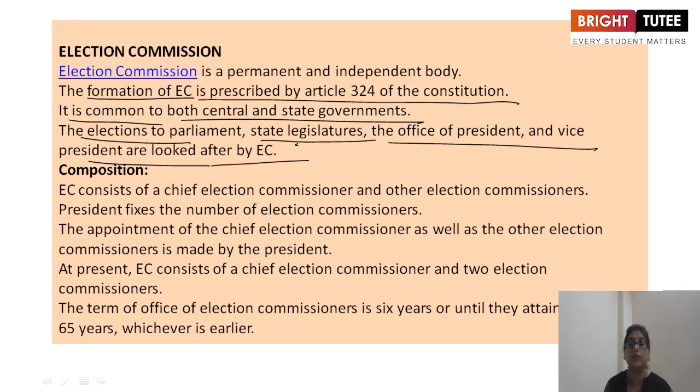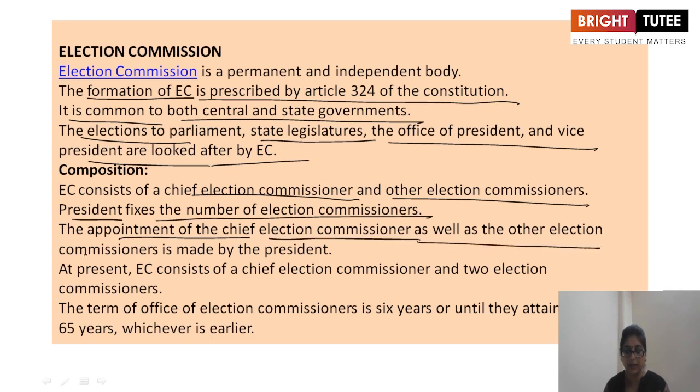And what is the composition of the Election Commission? You have done it in class 10 as well. It consists of a Chief Election Commissioner and other election commissioners. The President fixes the number of election commissioners. The appointment of the Chief Election Commissioner as well as the other election commissioners is made by the President. At present, the Election Commission consists of a Chief Election Commissioner and two election commissioners.